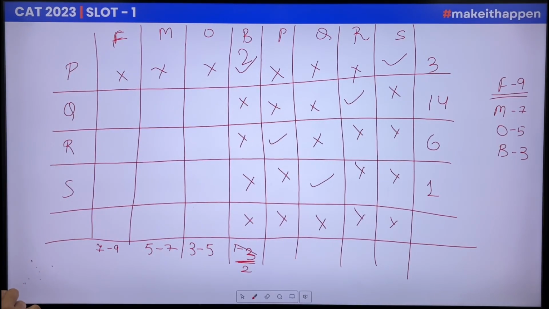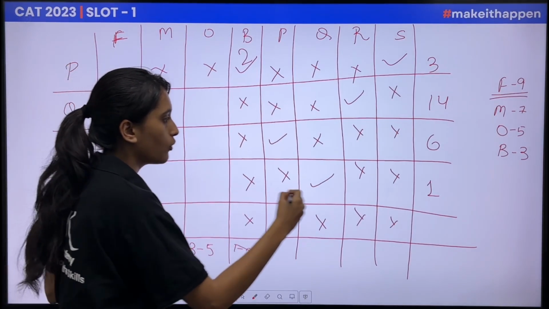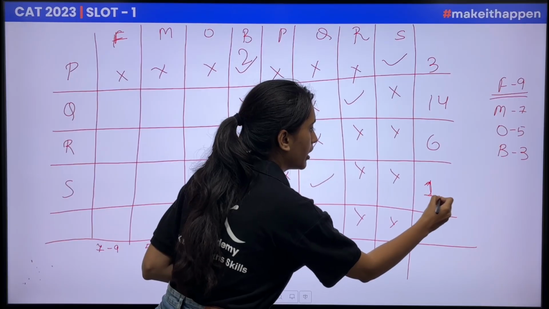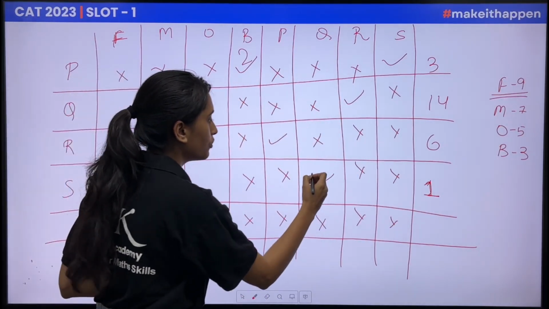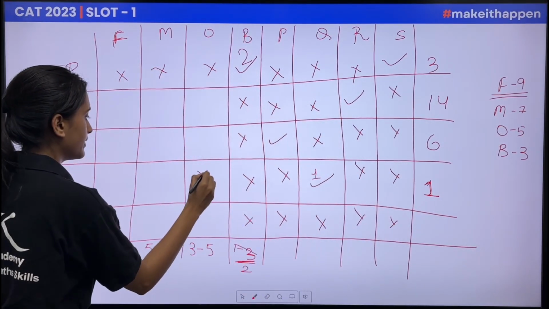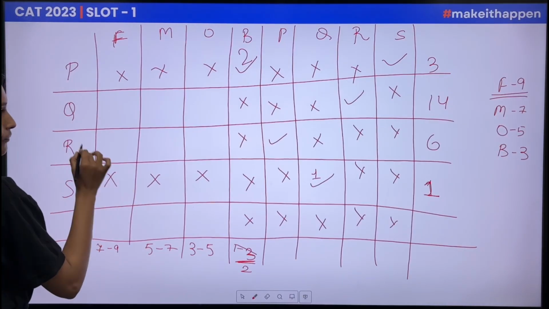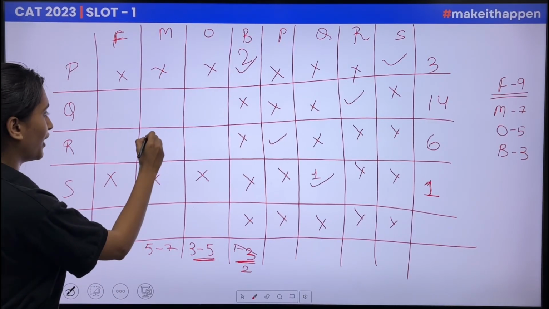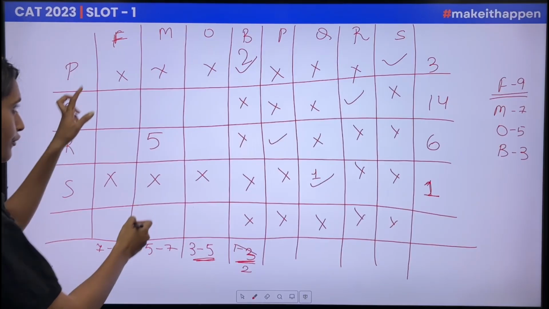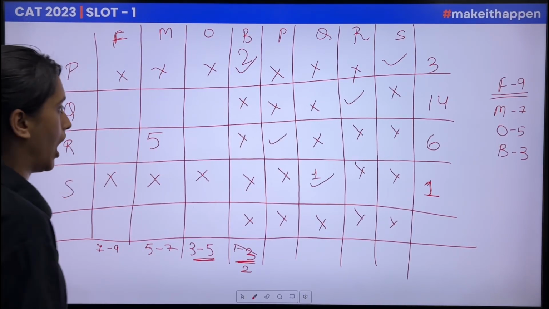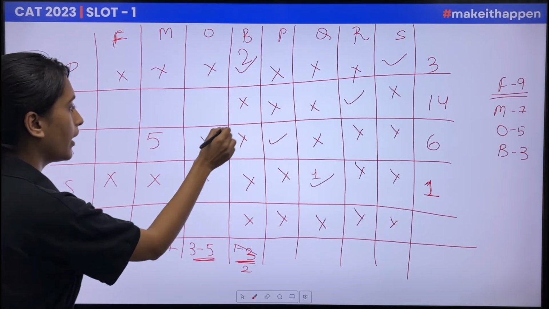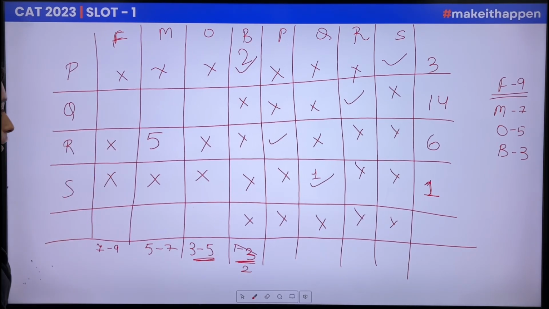Now, for S, if only one person voted, the one person was Q. Okay, so all this will get cancelled. Now, 5 people from M voted for R. Okay, so everything gets cancelled over here.